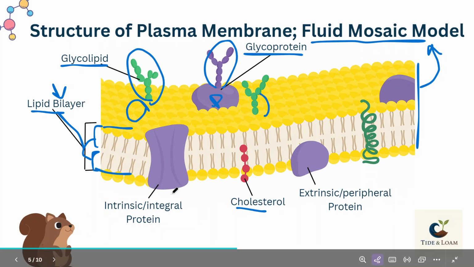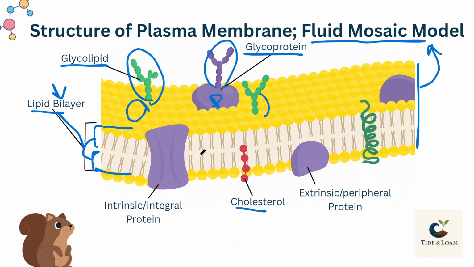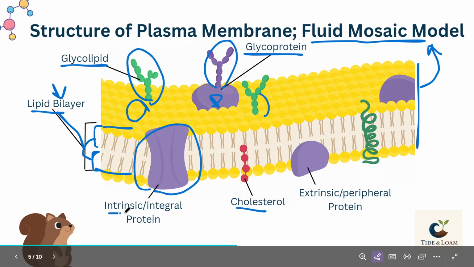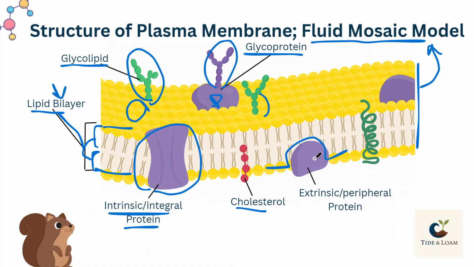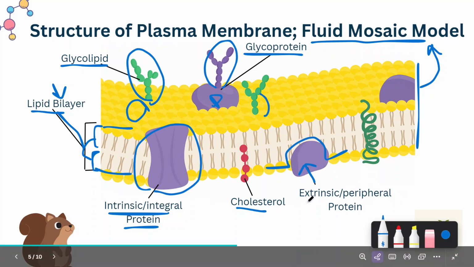Now in the structure of plasma membrane there are two types of proteins. The one protein which is present throughout the structure of plasma membrane, which is completely embedded in the structure of plasma membrane, is called intrinsic or integral protein. And the one which is present on the surface, as you can see here, this protein is present on the surface. It is not completely embedded in the bilayer. It is present only on the surface. That is why it is called extrinsic or peripheral protein.